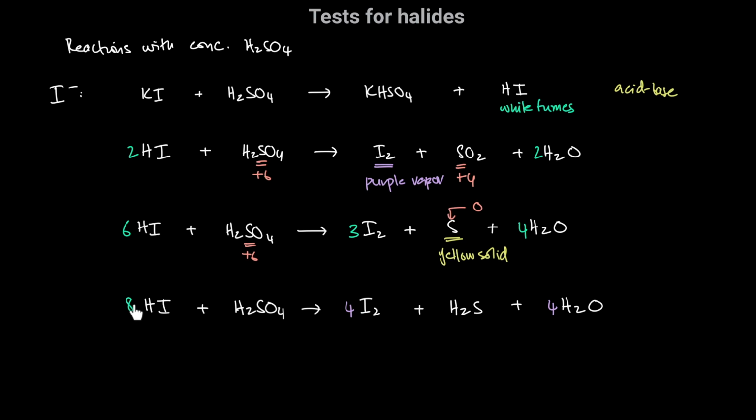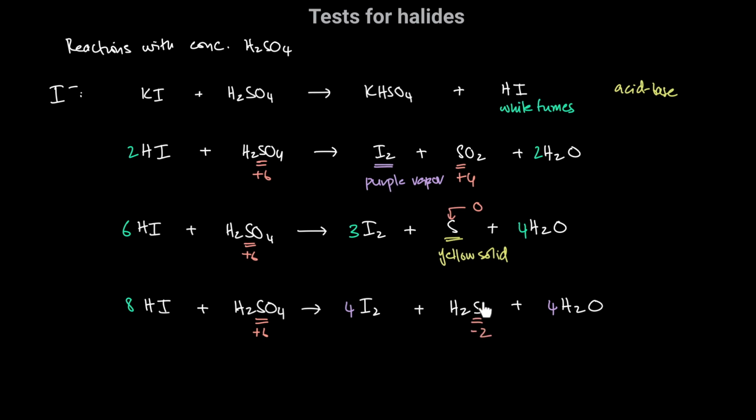And then we also see that when hydrogen sulfide is produced, the oxidation number of sulfur decreases from +6 in sulfuric acid to -2 in hydrogen sulfide. So iodide ions can reduce sulfuric acid all the way from sulfuric acid to hydrogen sulfide. This is the lowest oxidation number of sulfur.